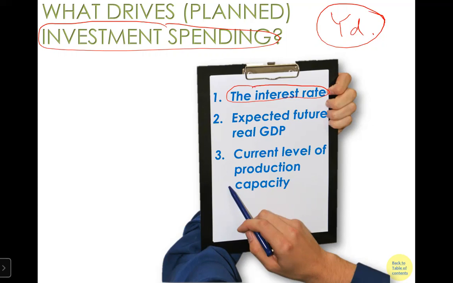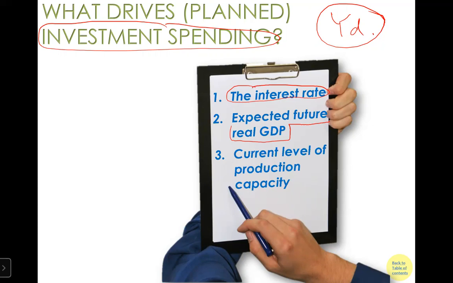Second, expected future GDP. If we are expecting future GDP is going to increase, or we are expecting that after the election we are going to have a booming economy, how are you going to adjust the investment spending? Certainly there are things you want to expand.